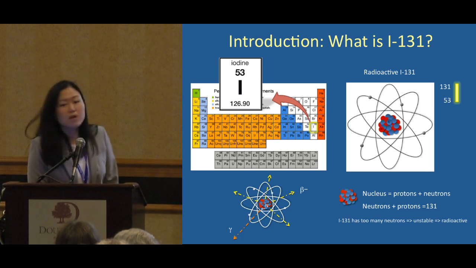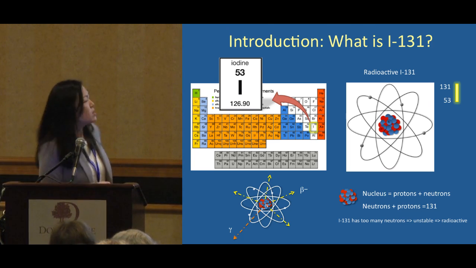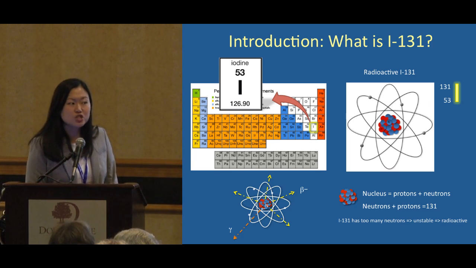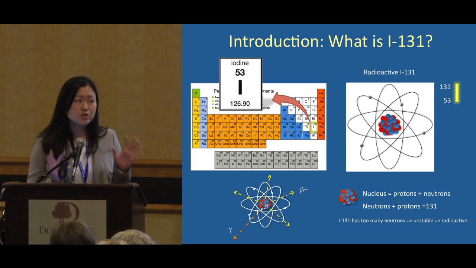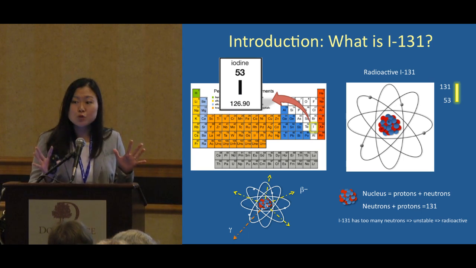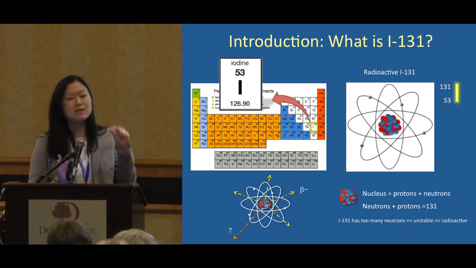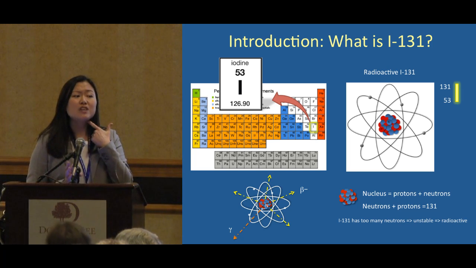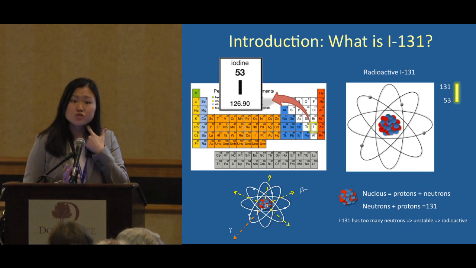It actually gives off two different types of radiation. We have what we call beta radiation. Beta radiation moves very, very short distances, about 1 to 2 millimeters. So it's a very short distance. And that's the radiation that is able to kill thyroid cancer cells as well as destroy normal thyroid tissue.